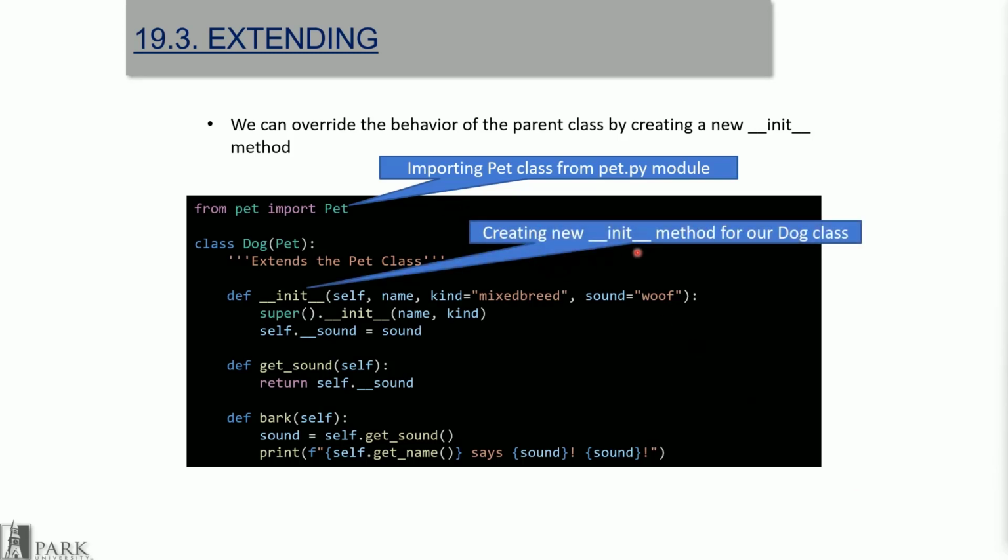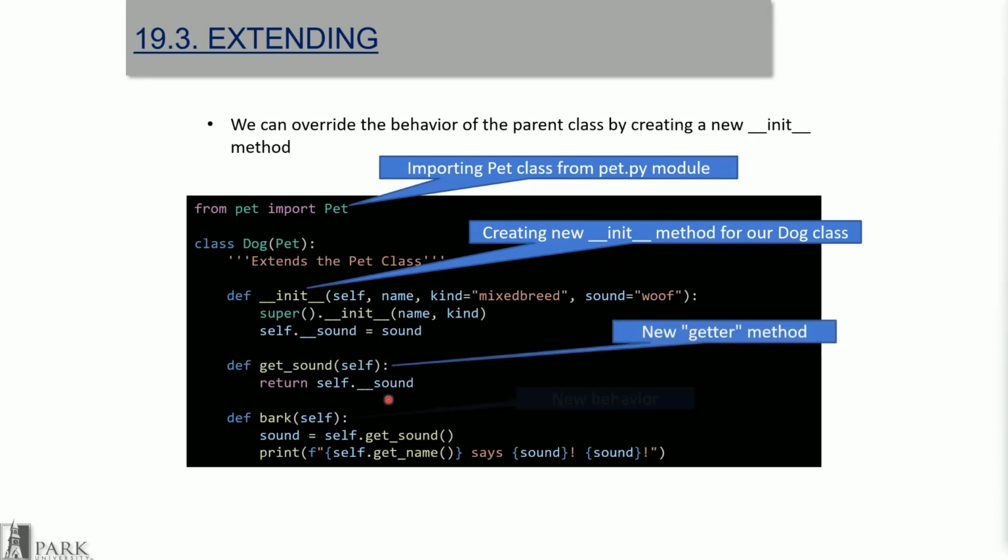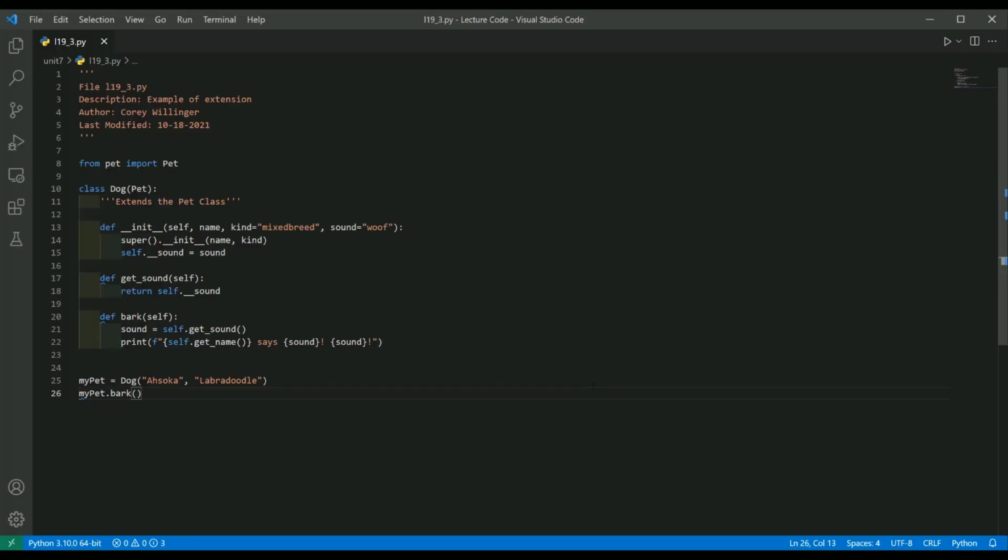We're creating a new init method for our dog class. We're writing a new getter method, and we're creating new behavior for our object. Now let's just play around with this class a little bit more just to kind of show you what I'm talking about. So here you can see that we're getting sound and we're calling getSound. Now because I'm inside of the dog class, I have access to this sound dunder attribute, right?